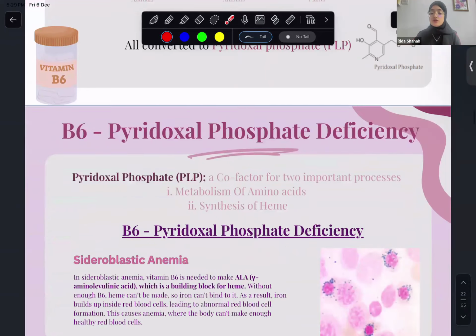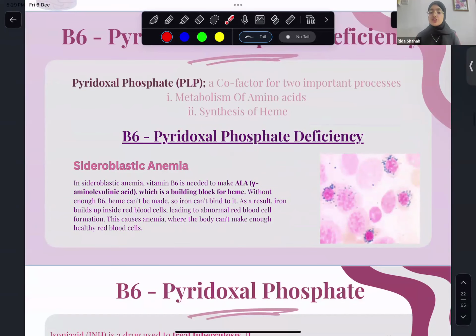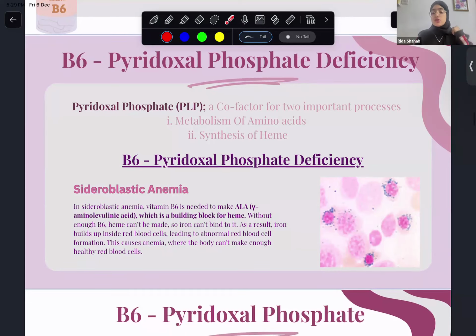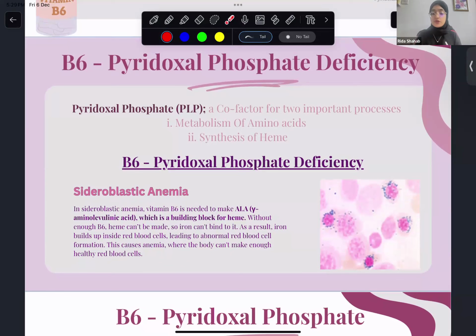Pyridoxal phosphate is a very important cofactor for two important processes: metabolism of amino acids, as well as synthesis of heme. You can just tell by knowing that it's important for synthesis of heme, right? So if there is a deficiency in B6, it's probably going to cause an anemia, and the anemia it causes is called sideroblastic anemia.